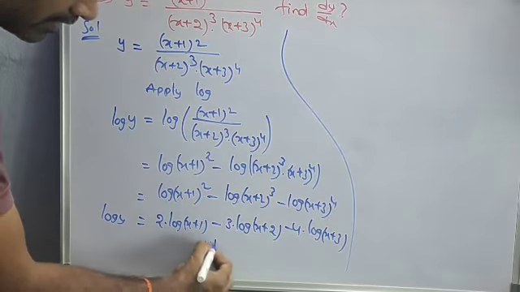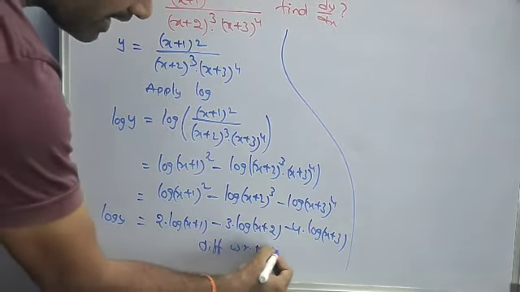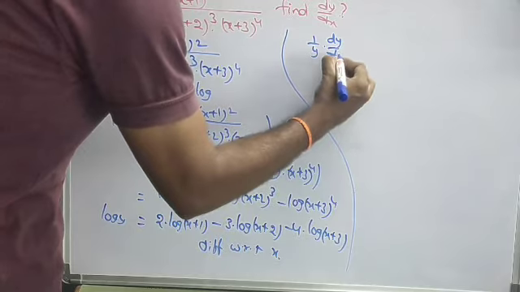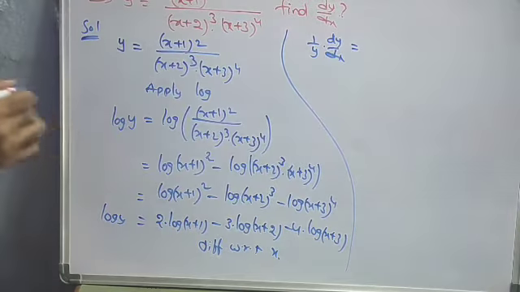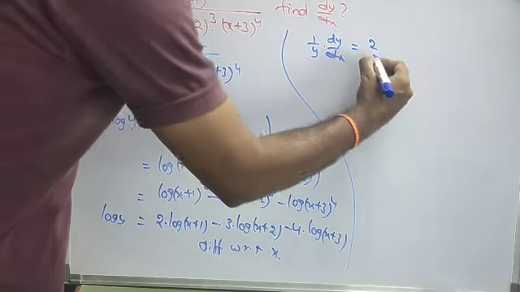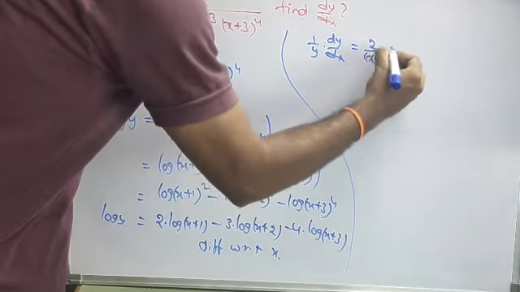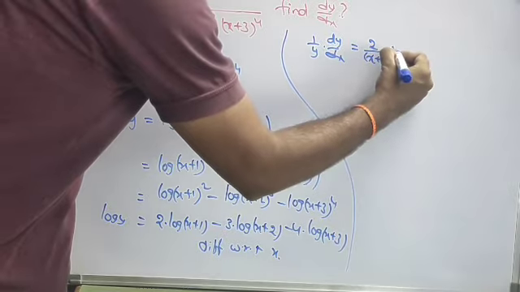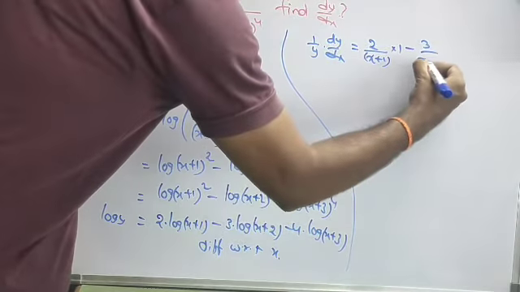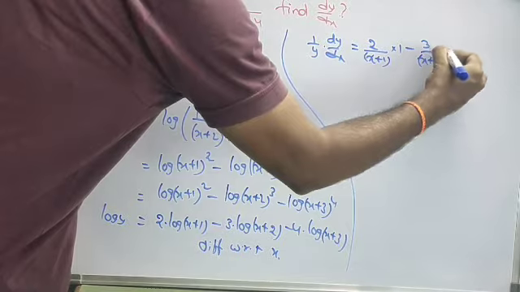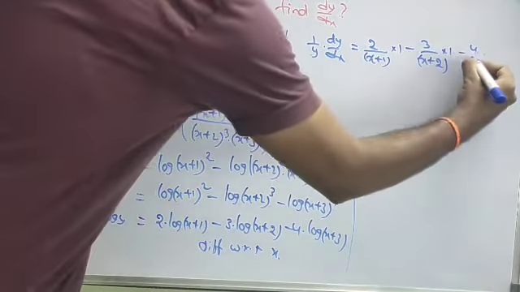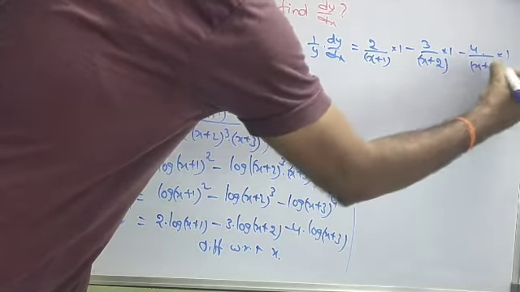Here, differentiate with respect to x. So log y differentiation is 1 by y into dy by dx, equal to 2 into log of x plus 1 differentiation is 1 by x plus 1 into x plus 1 differentiation is 1 plus 0, that means into 1, minus 3 into log of x plus 2 differentiation is 1 by x plus 2 into x plus 2 differentiation is 1, minus 4 into log of x plus 3 differentiation is 1 by x plus 3. Okay, this total into 1.